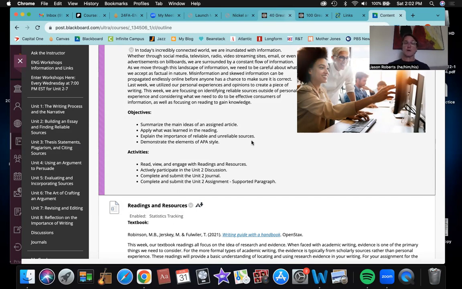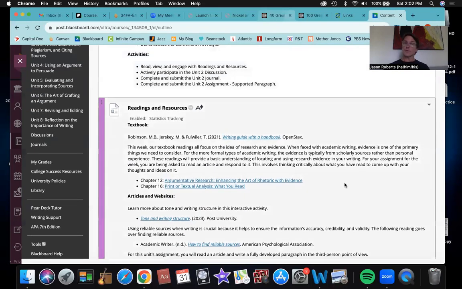In particular, we're going to talk about the importance of reliable and unreliable sources when we do research, and then also some demonstrations of APA style. APA style is how we take whatever it is that we've researched and include it in our writing. And there's a very specific format for how we do that so we can avoid any plagiarism.